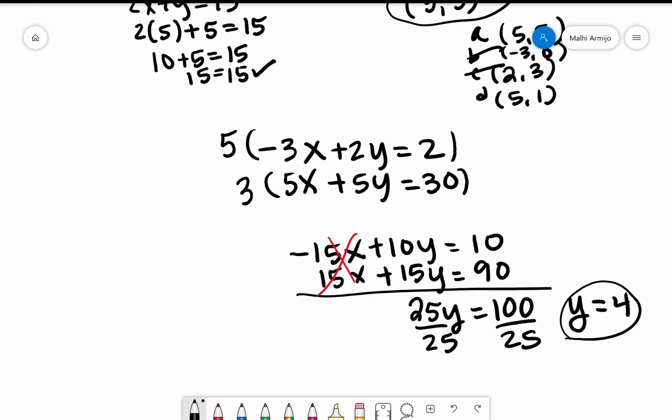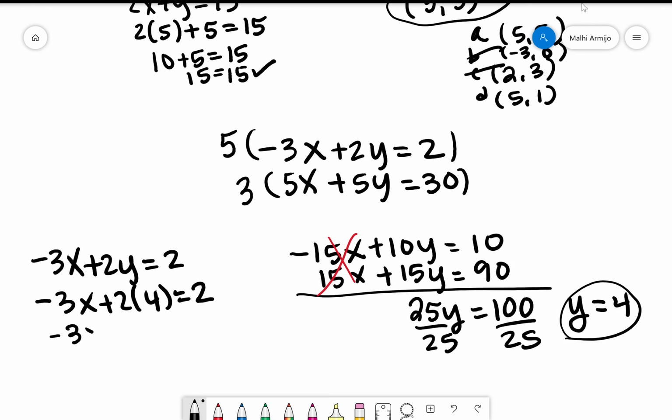So now that I know the y is 4, I'm going to go back and plug it in. Again, it doesn't matter which one you want. I'm going to go ahead and plug it into the first one. So negative 3x plus 2y is equal to 2, plus 2 times 4. So negative 3x plus 8 is equal to 2.